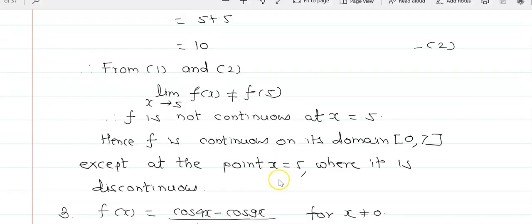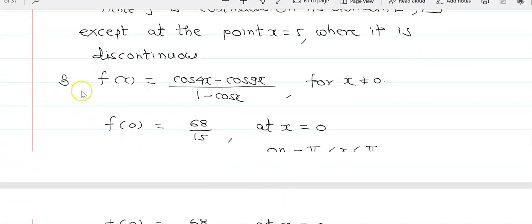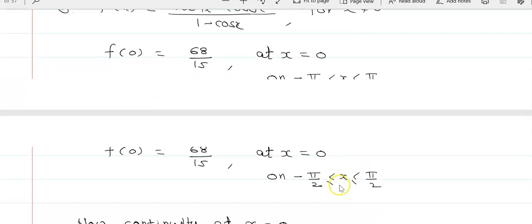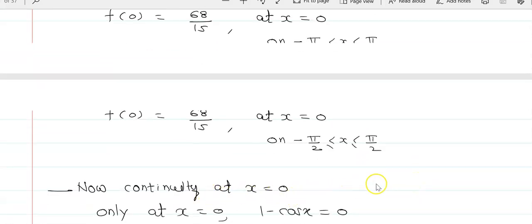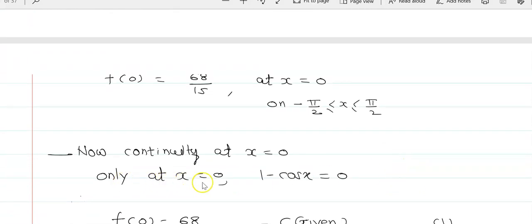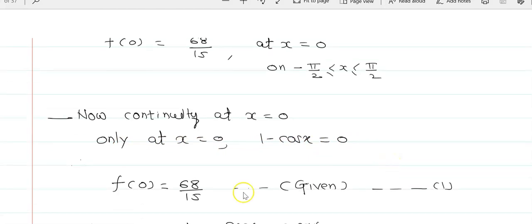So this is: f of x is equal to cos of 4x minus cos of 9x upon 1 minus cos x for x not equal to 0, and f of 0 is equal to 68 upon 15 at x equal to 0, and the values of x are from minus pi by 2 to plus pi by 2. Now the continuity at x equal to 0. Only at x equal to 0, 1 minus cos x becomes 0. f of 0 is 68 upon 15, which is given.